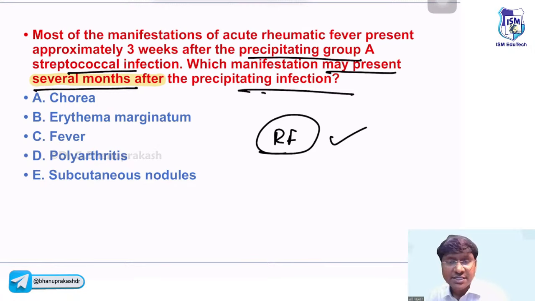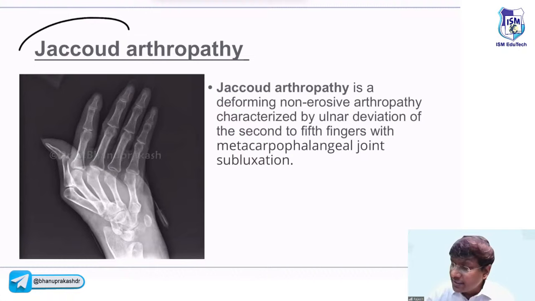That means which is the last manifestation in patients with rheumatic fever. Very good, Anand. So that will be your chorea. That is Sydenham's chorea. It is the last manifestation that you will have in patients with rheumatic fever. And in rheumatic fever, usually you don't have deformities. But you see them very occasionally. The name of the deformity is Jaccoud's arthropathy. And what is this Jaccoud's arthropathy? That is the ulnar deviation of the hand. That is called Jaccoud's arthropathy, right?